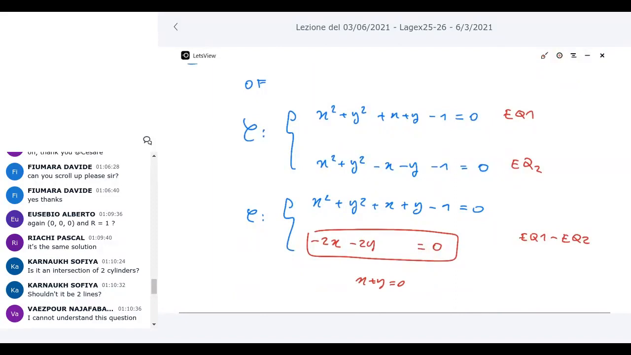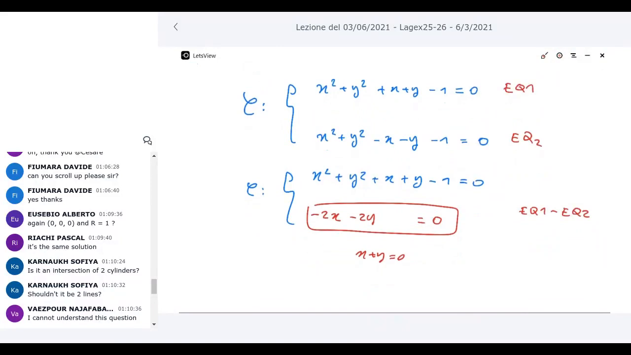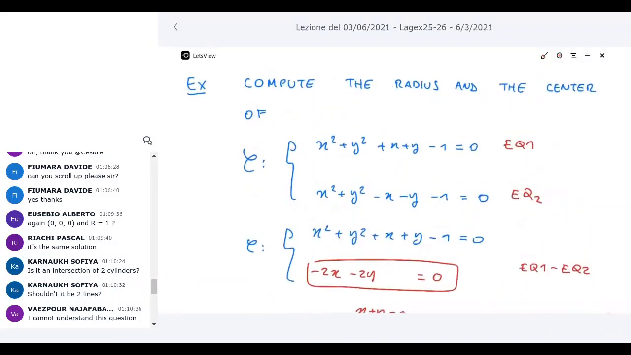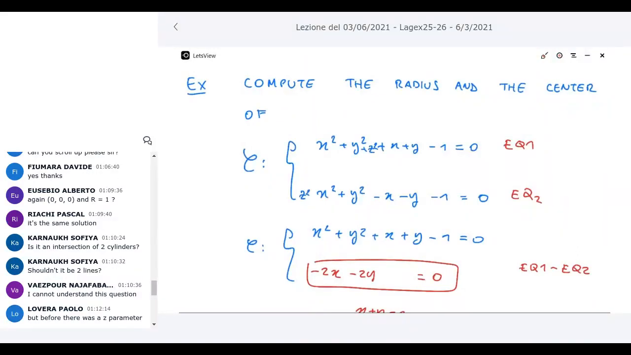So you are intersecting the two spheres here, and you will get the same answer as intersecting this sphere and this plane. Sorry, I was a little bit too quick here, there is a z squared missing, otherwise it's not a sphere situation, sorry.